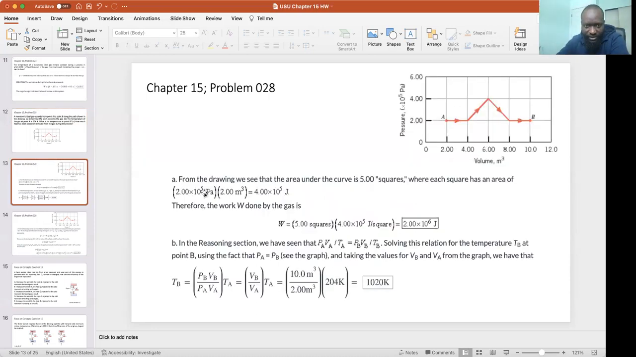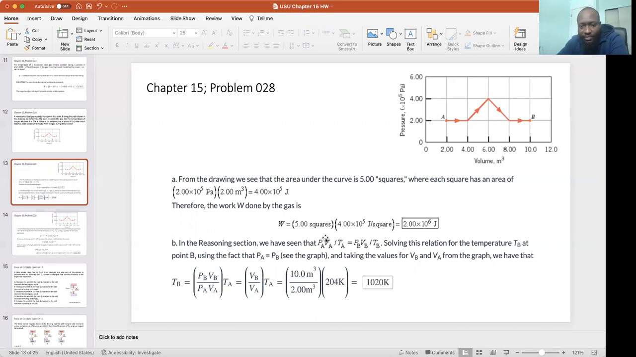So let's look at the first one. From the drawing, we see under the curve we have 5 squares: 1, 2, 3, 4, and these two merge together as one. Each square has an area of 2 times 2 times 10 to the 5, which is 4 times 10 to the 5 joules. There's 2 for the volume in meters cubed, and 2 for the pressure times 10 to the 5. So the work done by the gas is 5 squares times the area of each square. That's 5 times 4, which is 20 times 10 to the 5, that's 2 times 10 to the 6 joules. That's the answer for A.